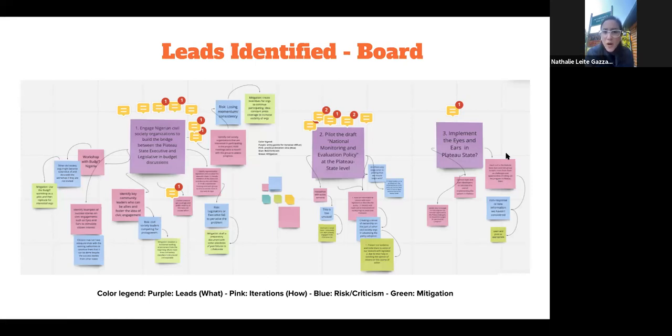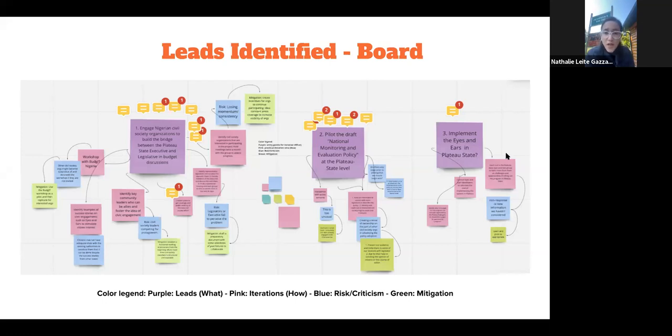So after we identified the whats in terms of entry points, we did an extensive exercise with David to understand the hows and the risks involved in each of those leads and how we could tackle them in advance in these smaller, quick cycles. So we did a Miro board with him, and just by way of visual illustration, for the first entry point that Tendai mentioned, which was engaging the Nigerian civil society organizations to build the bridge between the Plateau State executive and legislative, we tried to identify, after these purple whats, the pink hows, so how that could take shape and happen in different forms. That was a very interesting iterative exercise that we did with Dave and his team.